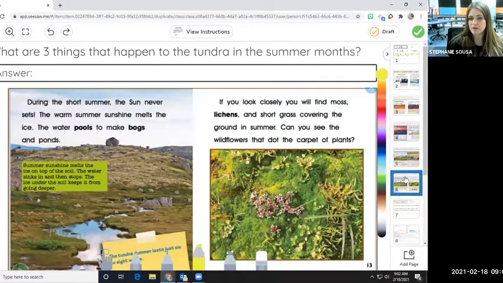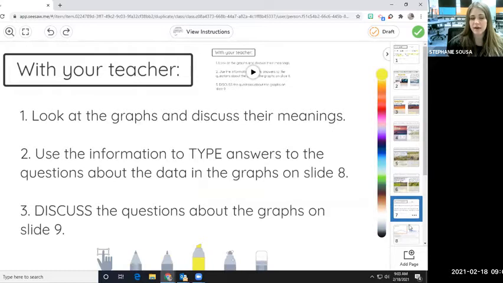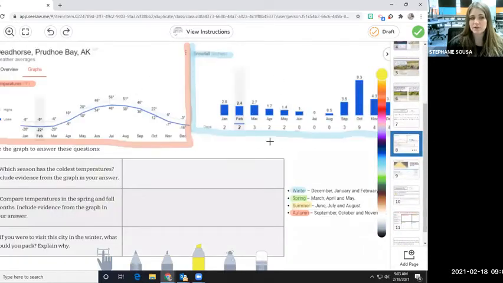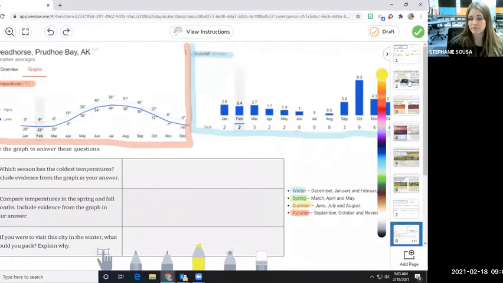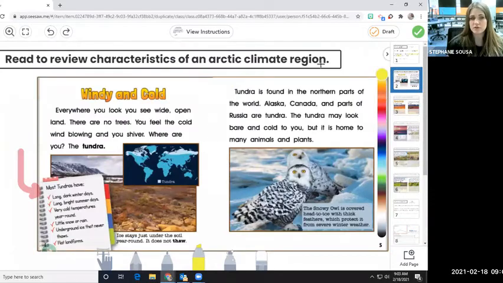Okay? This is what you're going to complete with a partner in breakout rooms. Then we will come back together like we did yesterday and talk about some weather graphing. Okay? First things first, you're going to get with a partner and complete slides 2 through 6.